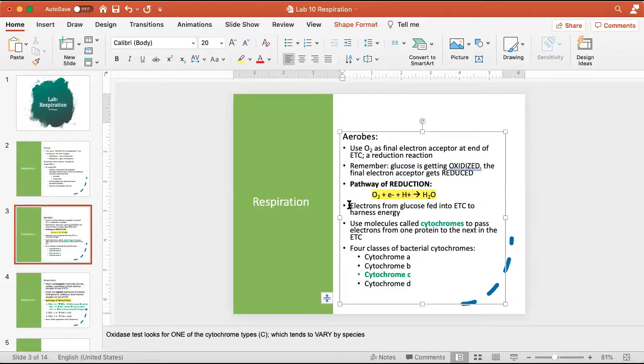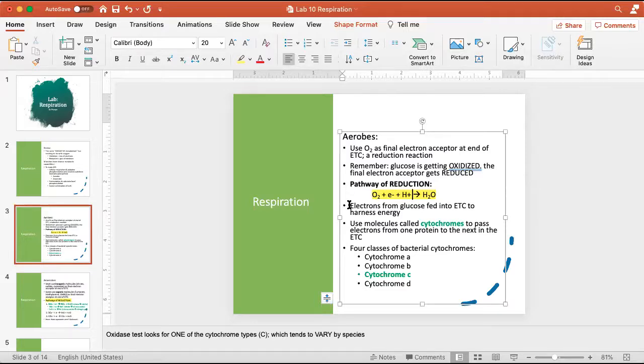Now, within the electron transport chain, which again is made out of these complexes of proteins, the electrons have to be passed down the chain, or down the stairs, as I like to think about it, from one protein to the next, to the next, to the next. So there has to be sort of a middleman molecule that helps those electrons move from one part of the chain to the next part of the chain, all the way down.